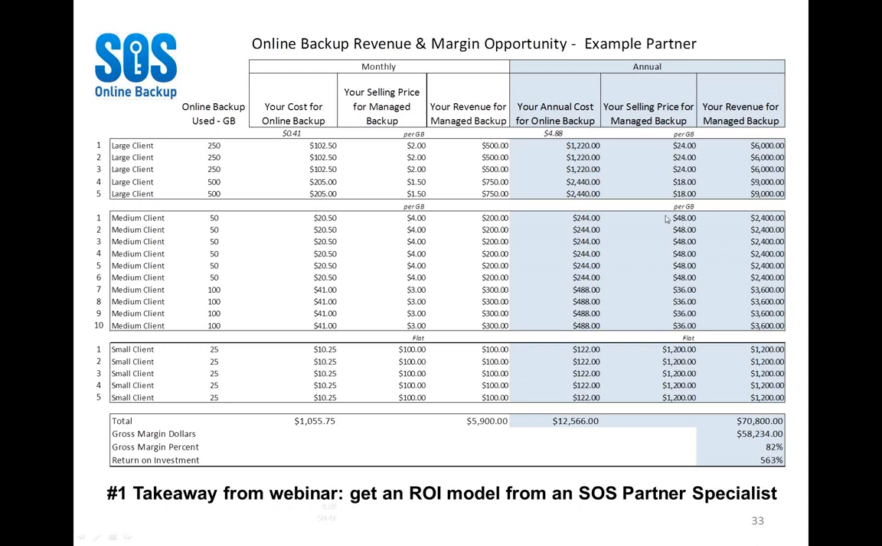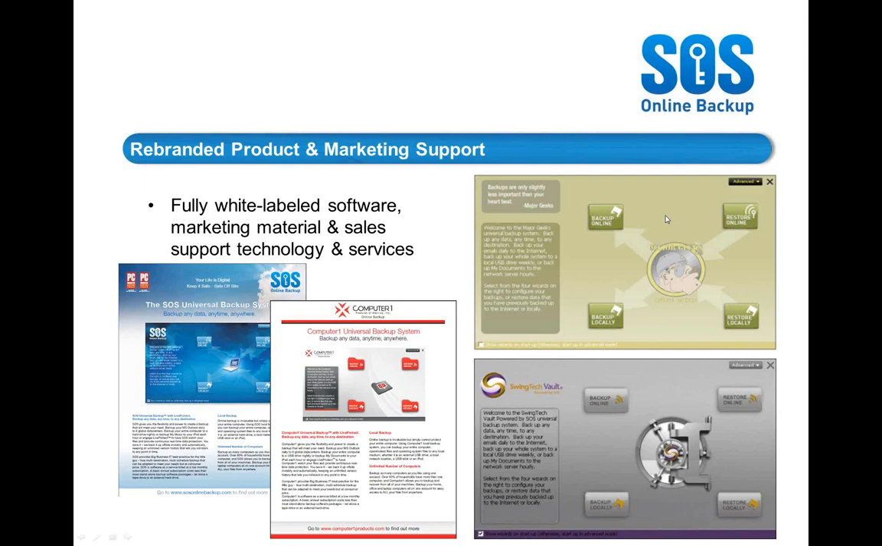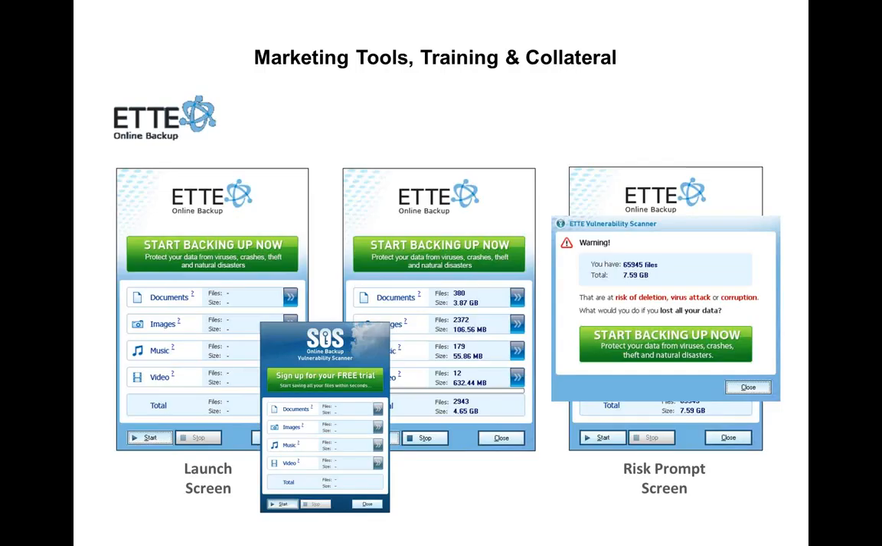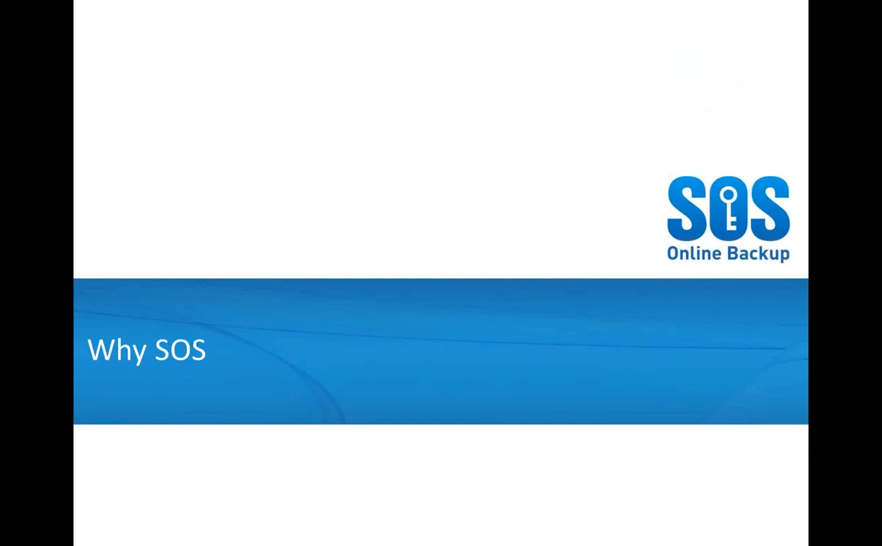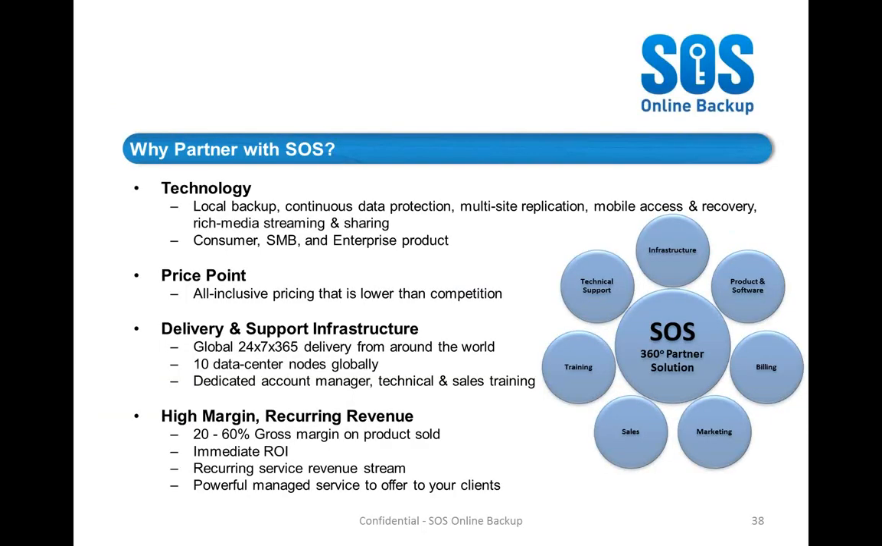All right, so we've seen the branding services, so I'll skip through some of this material. This is our vulnerability scanner, which is a little marketing tool you can push out for free to all your customers. It quickly analyzes their PCs and tells them how much data they've got to be protected. Very useful marketing tool. We've talked about the support and infrastructure behind you. So why SOS? Well, technology, price, delivery, and support. But at the end of the day, it's about helping you launch a new product which can drive high-margin recurring revenue to your business.